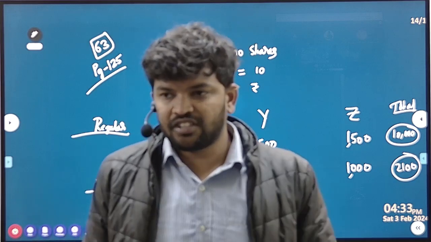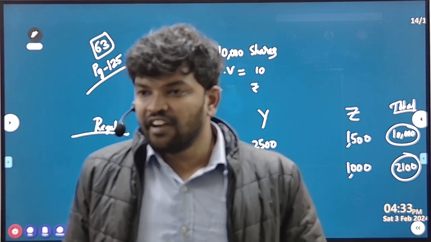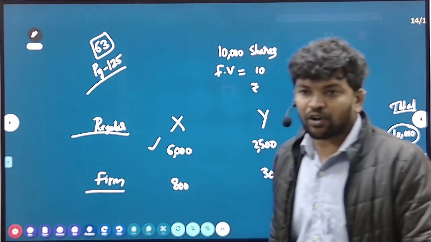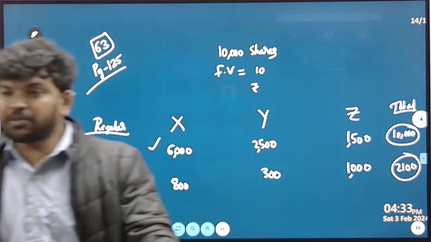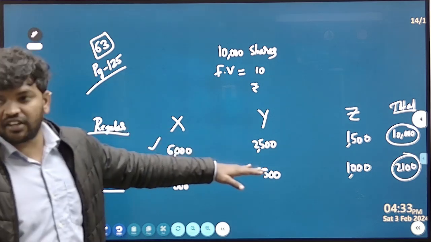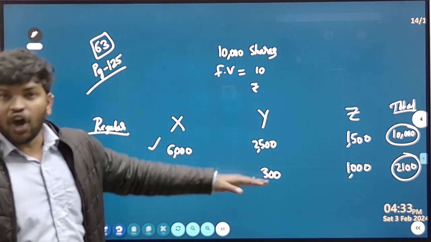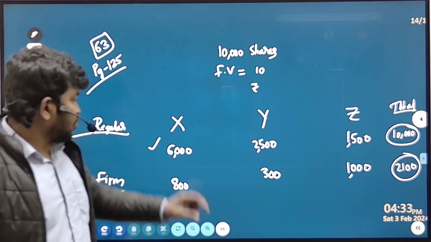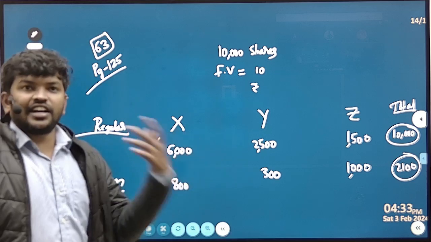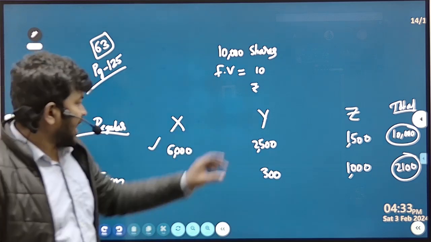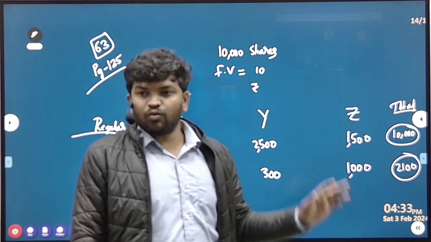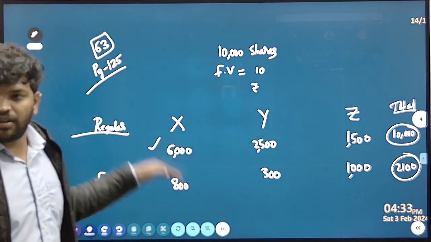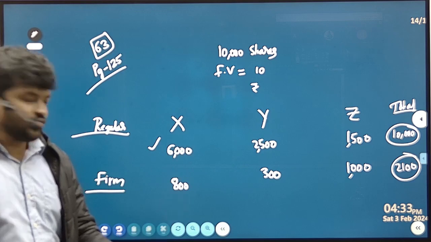What do you call it? Fixed number of shares. I don't call the regular one fixed, because how much under subscription will happen, I don't know right away. So I cannot say that the 6,000 X will definitely subscribe, or that the 2,500 Y will definitely subscribe. Understood the difference between regular and firm? Next.